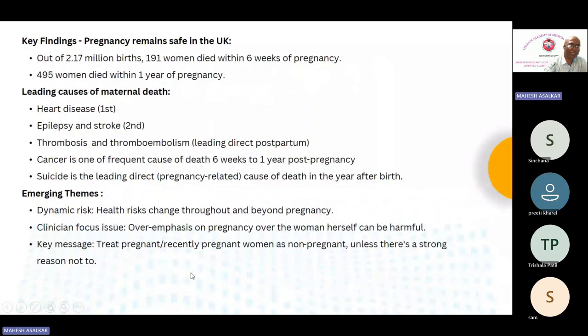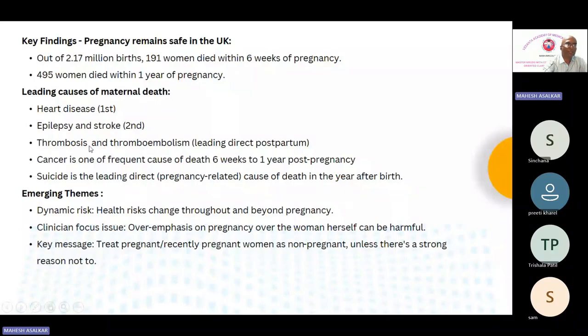Okay, now what were the key findings of this particular report? So overall the pregnancy is safe in the UK. Okay, then what are the leading causes of maternal death? In the indirect deaths, these are indirect: the heart disease, epilepsy, stroke. So among the indirect causes, heart disease is the first, or overall also the heart disease is the leading cause. This can also be asked as a SBA or EMQ. Okay, so heart disease is the first. Then neurological cause. So in the neurological cause comes epilepsy and stroke.